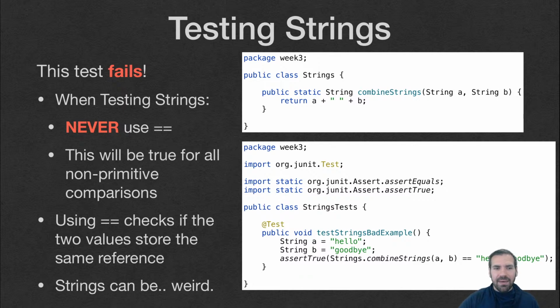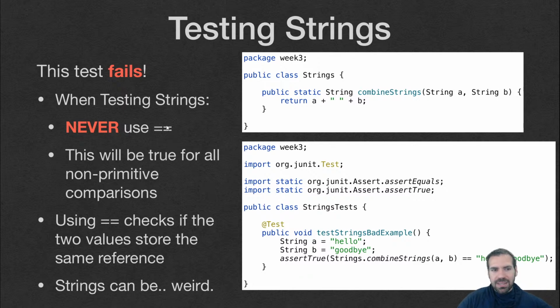At least in Java, especially for the strings. Some languages will let you just use equal equal to compare strings and everything's fine. Not so much Java. Java doesn't like this, so this is more of a Java-centric thing. But don't use equal equal to compare two Java strings. Don't do it, don't do it, don't do it. And this will be true for any non-primitive. Don't use equal equal for any non-primitive values or doubles.